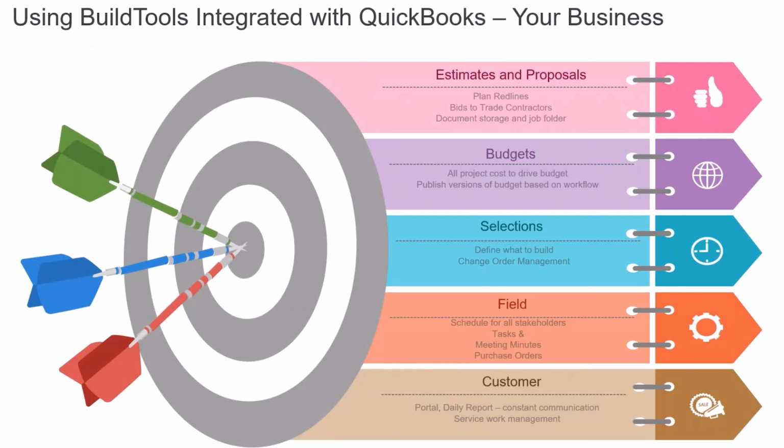All right, so we've talked a little bit about BuildTools and some of the functionality that it solves. I just want to give you a real high-level view of some of the things that it does, and we would be happy to give you a more in-depth demonstration of the product if you are interested. But some of the things that it does is, from the very beginning, it keeps track of the estimates on a job that you are looking at, and it takes care of the proposals. So it allows you to do plan red lines, send out bids to your trade contractors. If you accept these bids, that will go forward and actually update your budget.